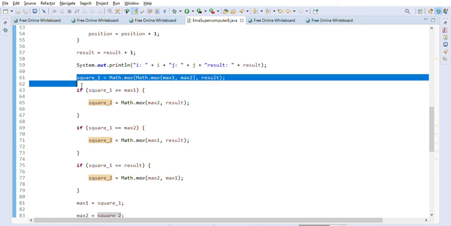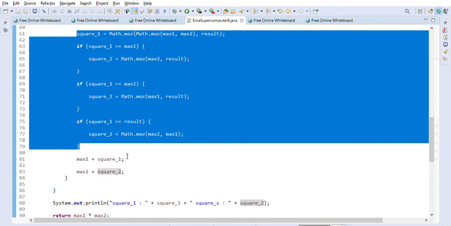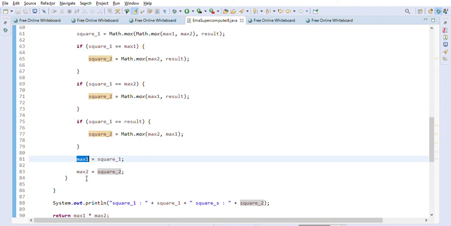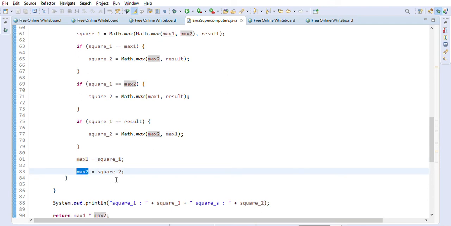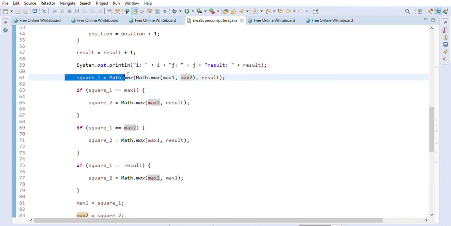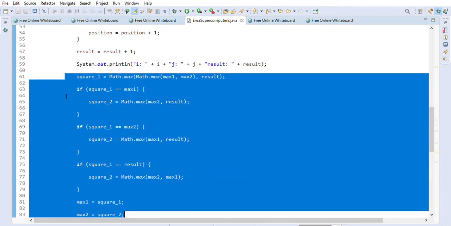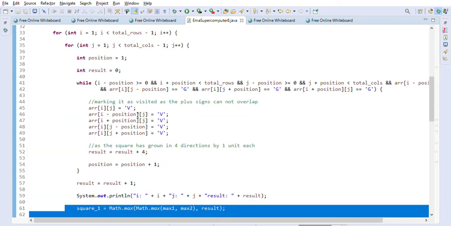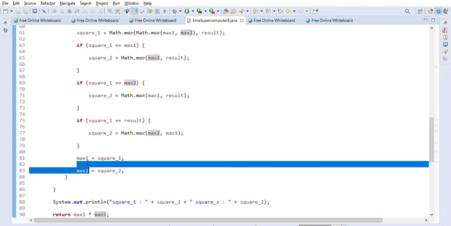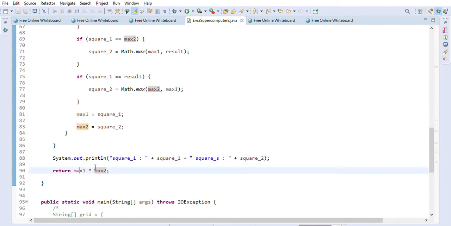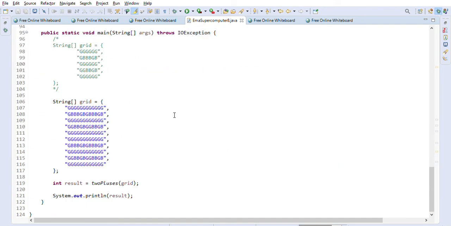So basically what we are doing in this part is we want to keep track of the maximum 2 squares, or 2 plus signs, that we have seen so far, correct? So this is what we are doing in this part of the code. We will keep looping over the whole grid, and at the end we will find out the max 1 and max 2 that we just multiply, correct? And it will give us the total area of 2 maximum plus signs. So this is how the approach is. Let us go ahead and execute this code and make sure it gives us the correct answer on this grid.